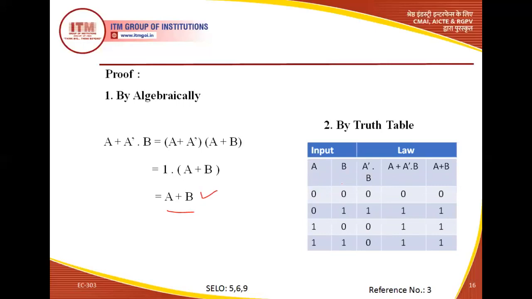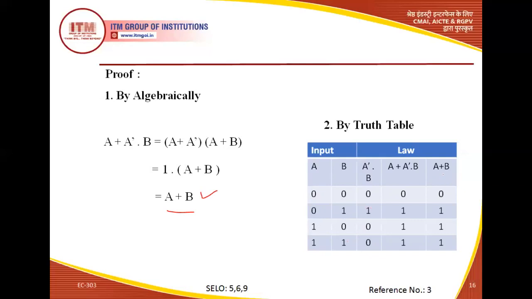So we have the two inputs A and B. First we take A bar B or A dash B, which will give 0 1 0 0. Okay, because the bar of 0 is 1, so 0 1, again the bar of 0 is 1, so 1 1, and the bar of 1 is 0, so 0 0, and the bar of 1 is 0, so 0 0. Now we perform the OR operation with A. So 0 or 0 is 0, 0 or 1 is 1, 1 or 0 is 1, 1 or 0 is 1.